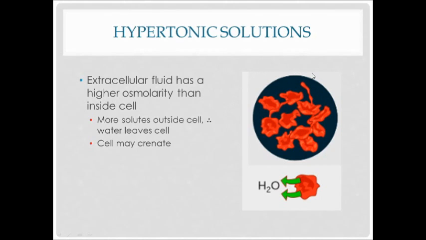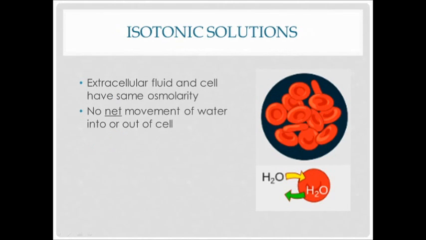Contrarily, if the extracellular fluid has a higher osmolarity than the inside of the cell, and there's more solutes on the outside, less solutes on the inside, water will want to rush out of the cell and into the extracellular environment, causing the cells to shrivel up or crenate. And in isotonic solutions, the extracellular fluid and the cell have the same osmolarity, so there's no net movement of water into or out of the cell. That's not to say that there's no movement of water. Water's still coming in and going out, but it's maintaining a dynamic equilibrium.